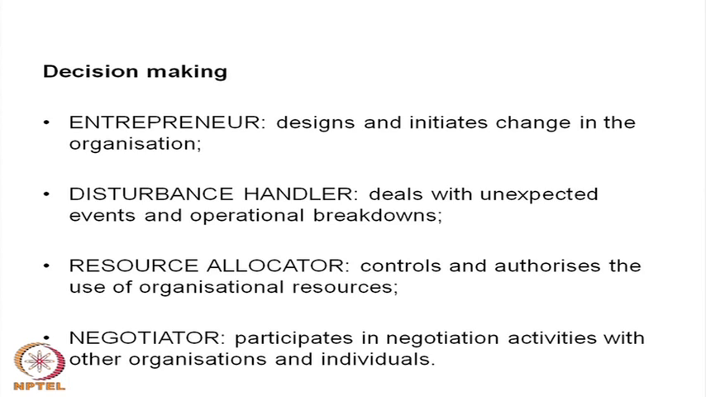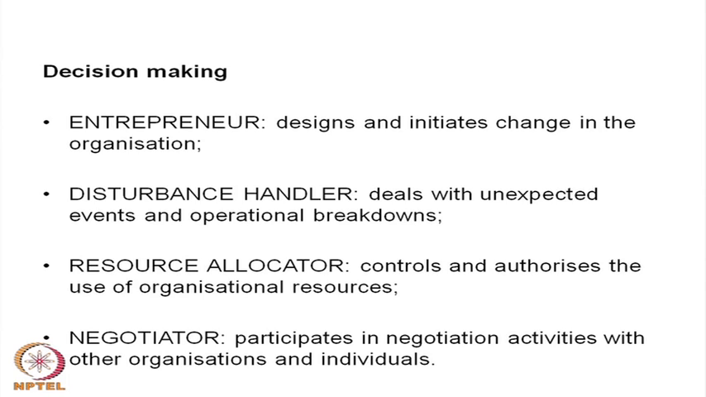Disturbance handler deals with unexpected events and operational breakdowns. This may happen at any time in the organization. You do not know where the challenge is coming from, and the manager has to deal with these challenges. Resource allocator: he controls and authorizes the use of organizational resources. Resources are more or less minimal, and we have to get maximum output from these limited resources so that there is no wastage. The prudence of the manager lies in how best he can utilize and allocate these resources, and it is one of the important jobs of a manager.